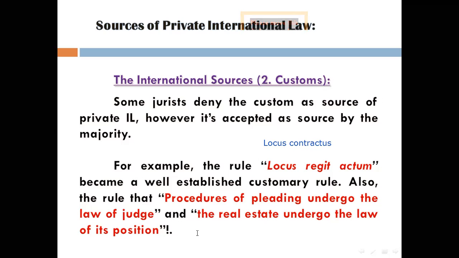العقار والتصرفات الواردة عليه بيحكمها قانون مكان العقار. So if the real estate is found in Syria, then the Syrian law shall apply in this case, even if the parties to this relation, I mean the seller and the buyer, belong to other nationalities. The law of the position of the real estate shall govern the matter which relates to this real estate. Okay, so this is regarding actually the second source of private international law.